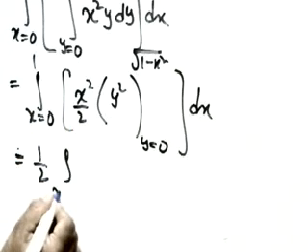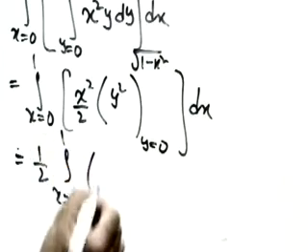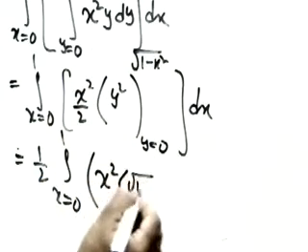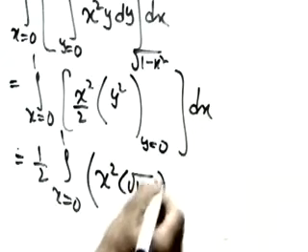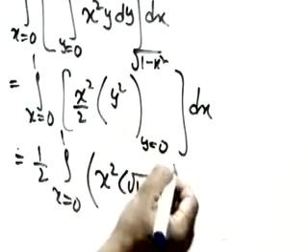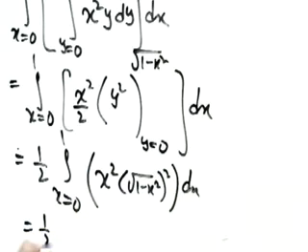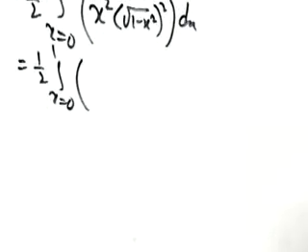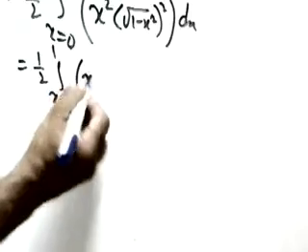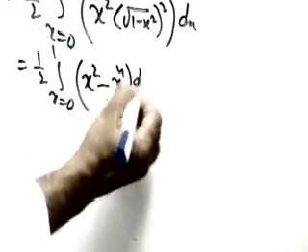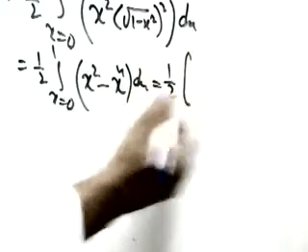Take the 1 by 2 outside. Integration x equals 0 to 1 of x square into y square, where the y value is under root of 1 minus x square, whole square. The lower limit is 0, so that will become 0. Now the square root will get cancelled, you multiply with x square, 1 by 2, x equals 0 to 1. If you multiply, the square root gets cancelled. What will happen? x square into 1 will be x square, minus x square into x square will become x power 4, dx.